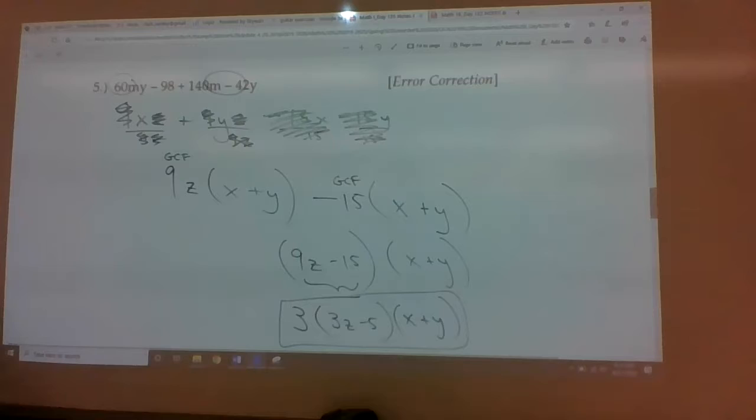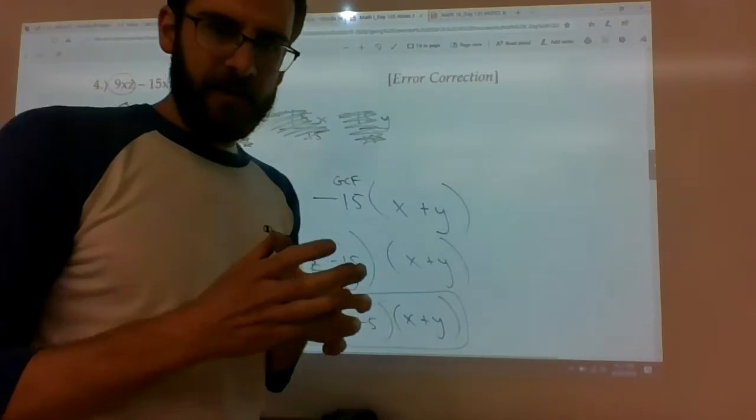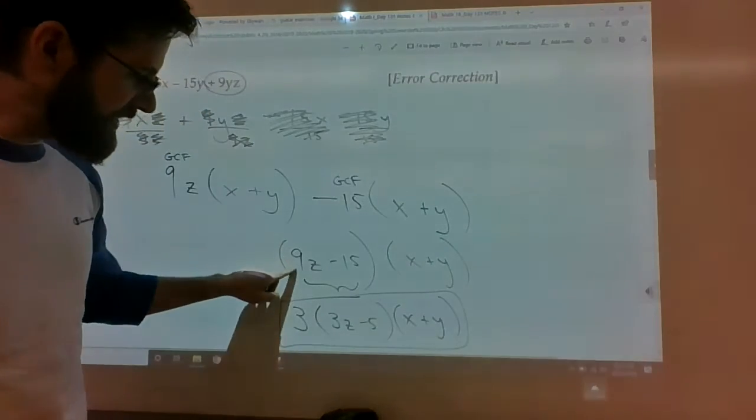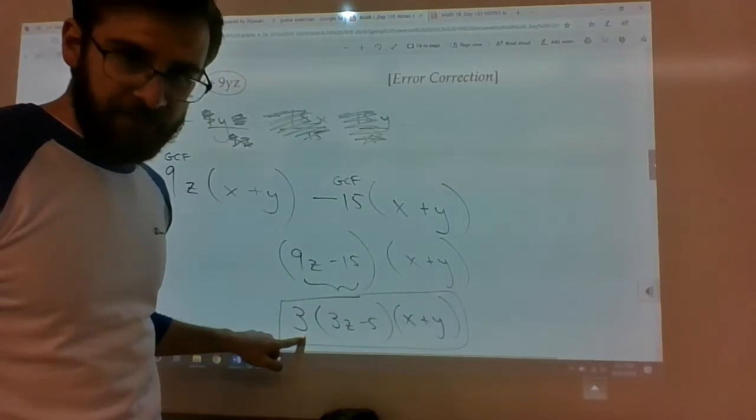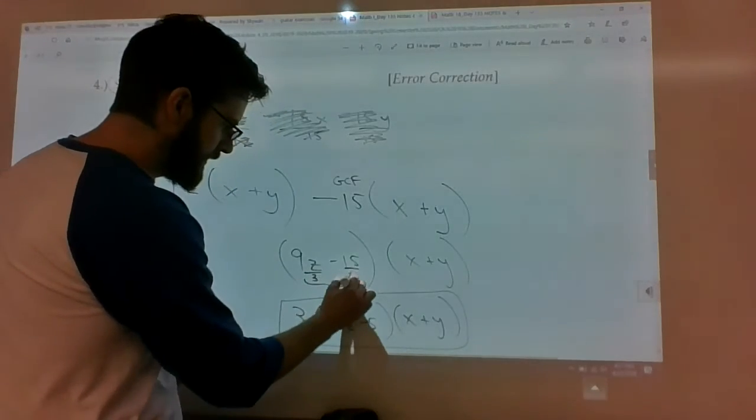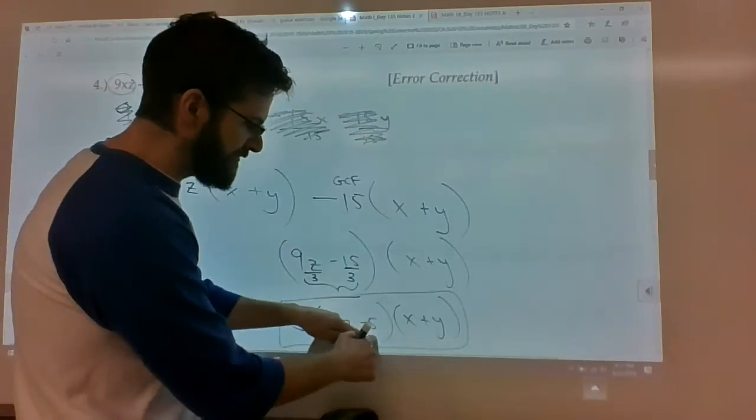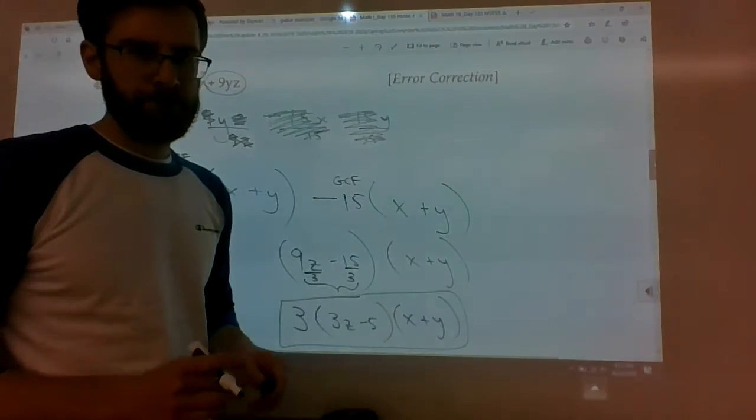So I'm going to back up a little bit. This was the last example from the previous video. The 9z minus 15 should create a 3 GCF from both of them, and when you divide by 3, you get 9 divided by 3, 3z. Then 15 divided by 3, 5. The x plus y drops down there. All right, number 5.